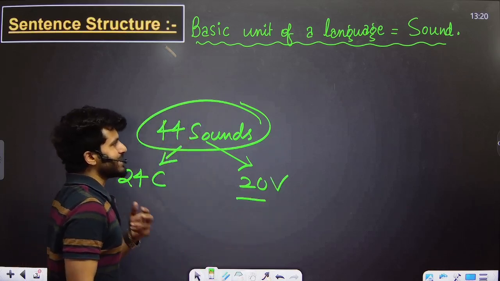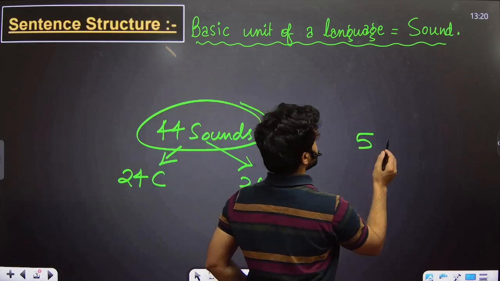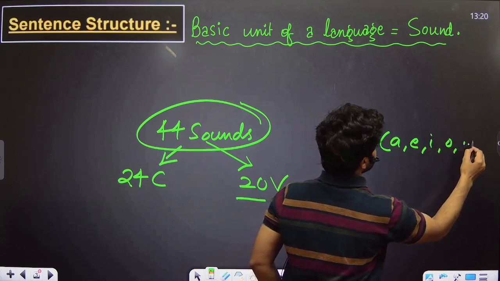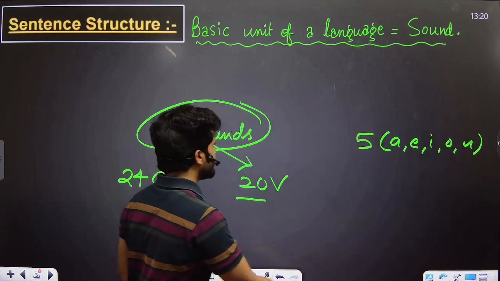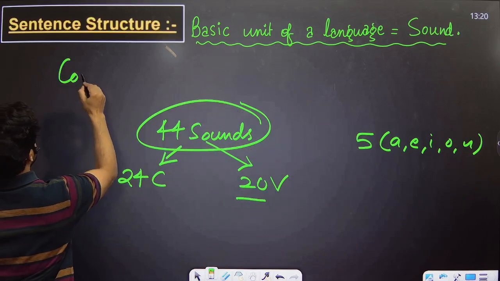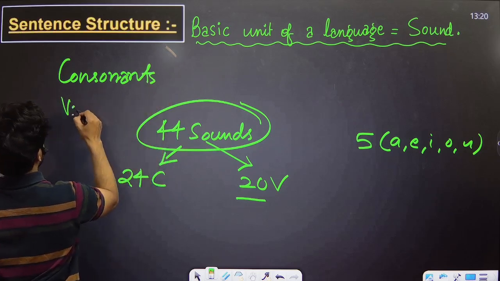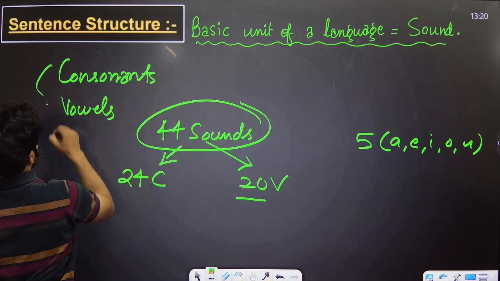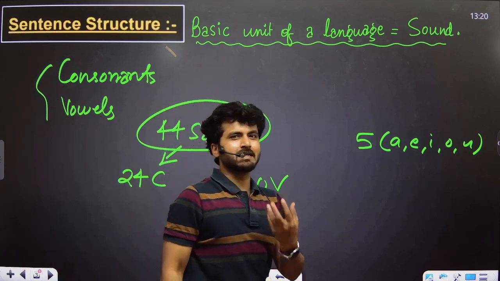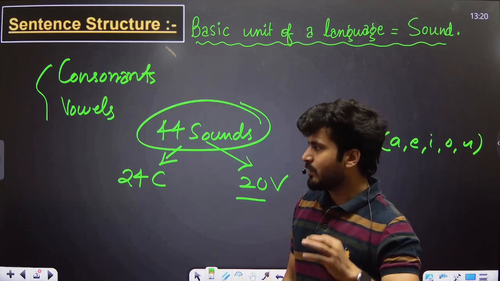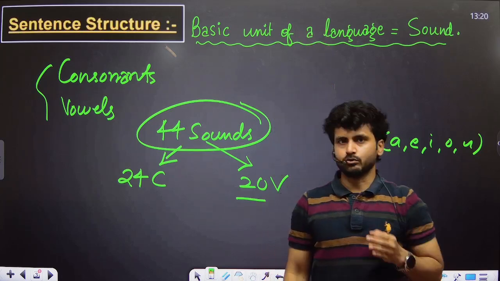Now you will tell me, sir, there are only five vowels, that is A, E, I, O, U. Now how do you define consonants and vowels? How do you segregate them, on the basis of consonants and on the basis of vowels? So remember one thing, they are just sounds.